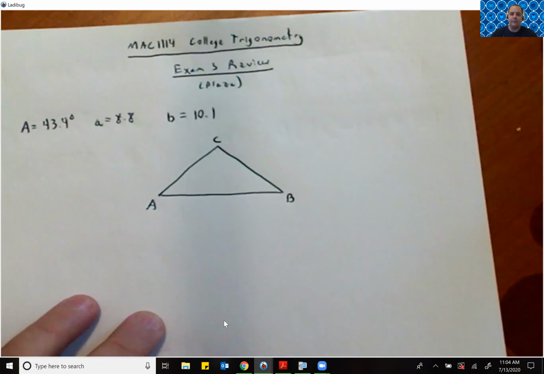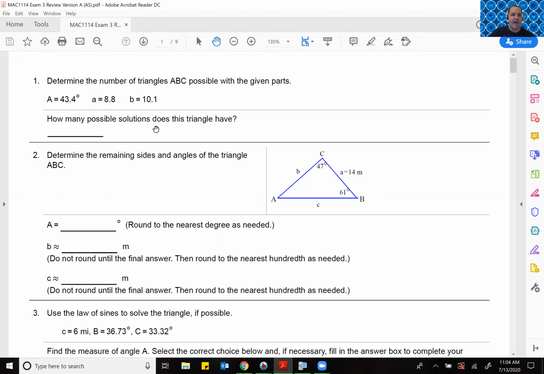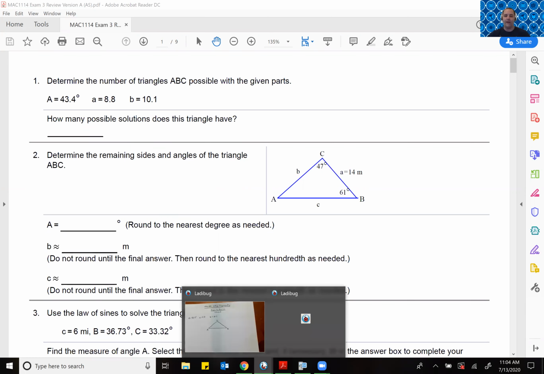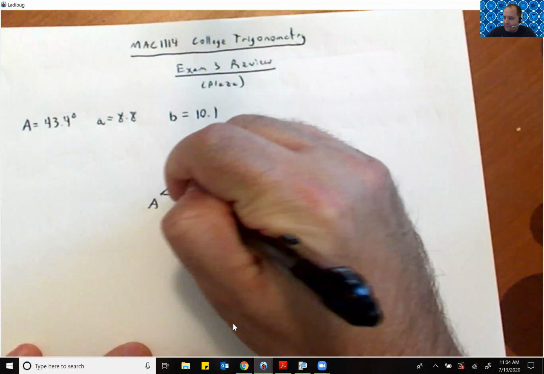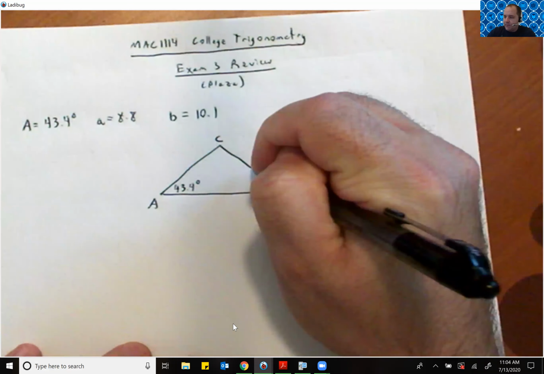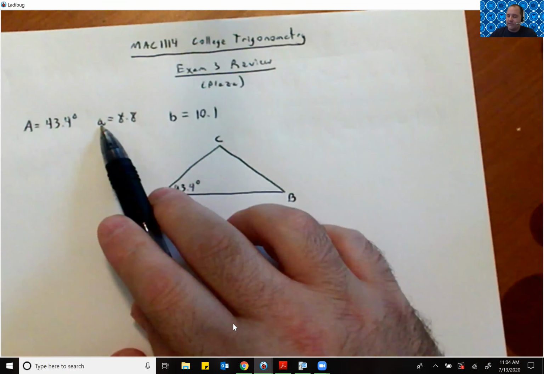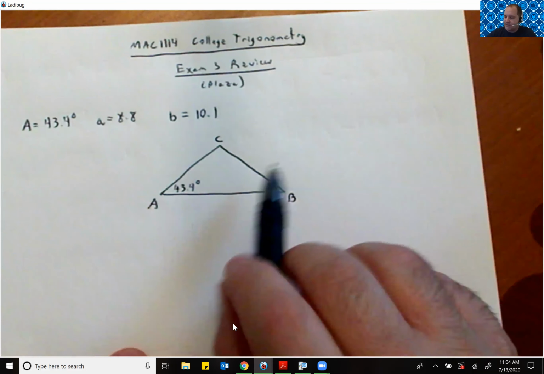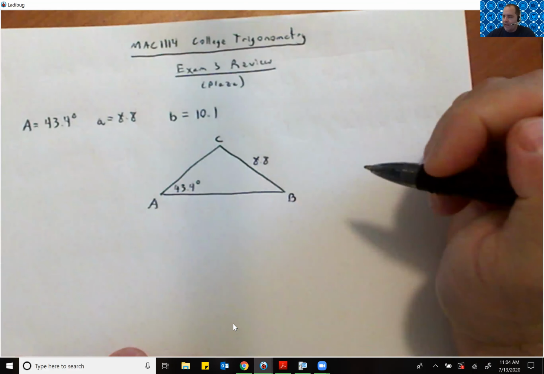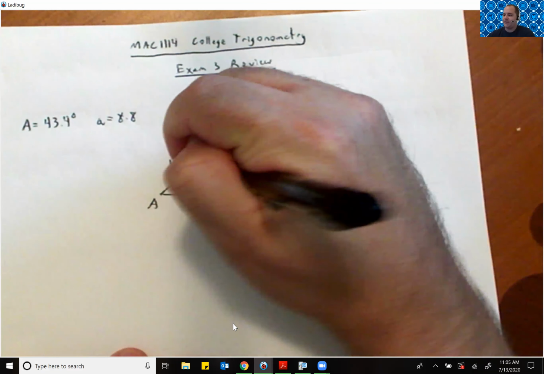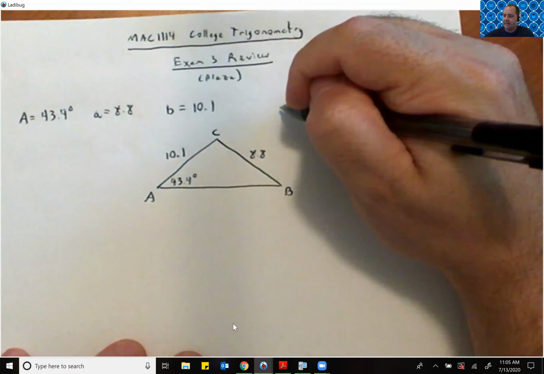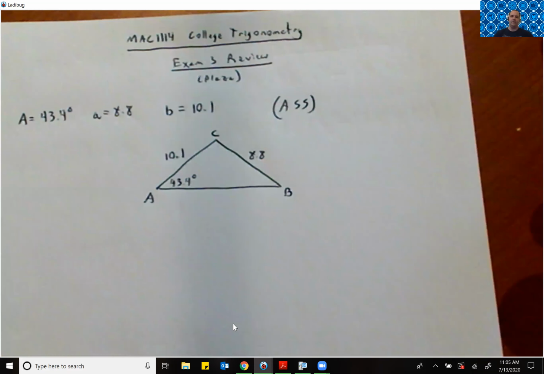And they want to know how many solutions, I believe. How many possible solutions does this triangle have? In other words, they want to know how many triangles are possible out of this. 1, none, or 2. Okay, so this is going to be my 43.4 degrees. This is going to be your little a because the little letters are directly across from the capital letters. So this is the 8.8. That's our little a. Since this is capital B, directly across from that is the lowercase b. And as you can see, you've got the angle side-side case, or as the book would put it, side-side angle. So you've got to be careful of this one because this is the ambiguous case.